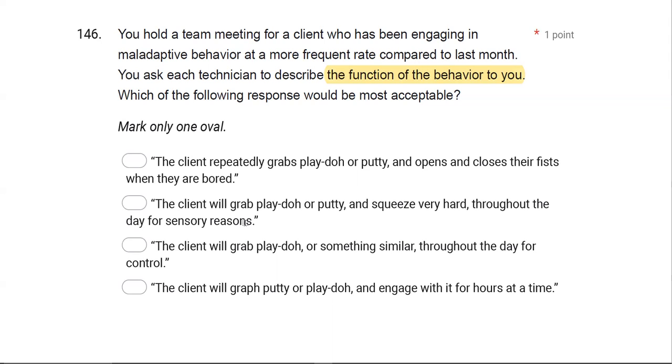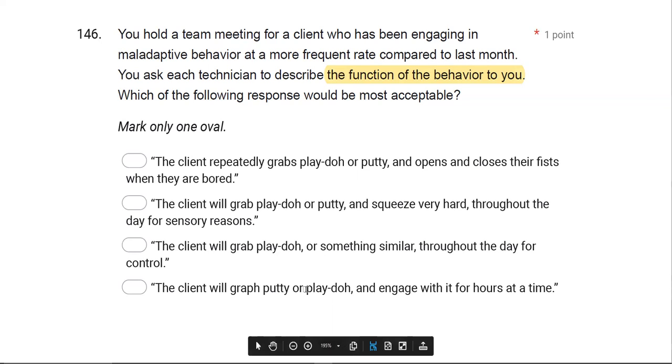So sensory reasons is a function. C, the client will grab Play-Doh or something similar throughout the day for control. Control is not a function. Some people might consider it accurately or not, depending on who you ask, that control would be the unofficial fifth function. Officially, it is not. So officially, you need to worry about the four functions, which control is not.